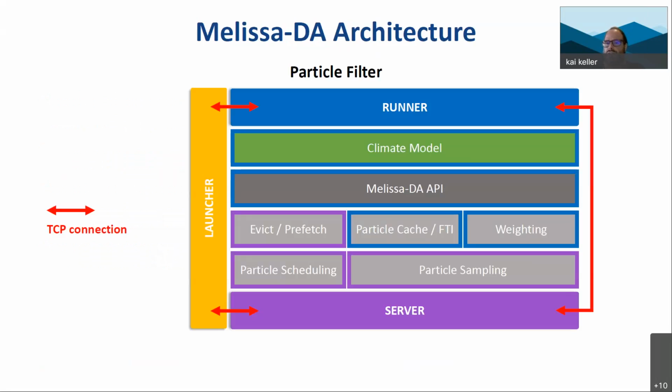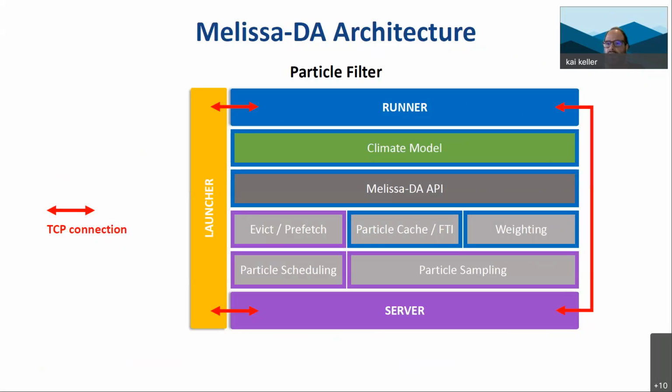The architecture is essentially the same as it was in the Kalman filtering of DA, Melissa DA. So we have the runners, we have the server, and we have the launcher that wraps everything together. The runners run the climate model, implement the API of Melissa, and here starts the difference, because under the hood, all the things that are happening are completely different to the KF case.